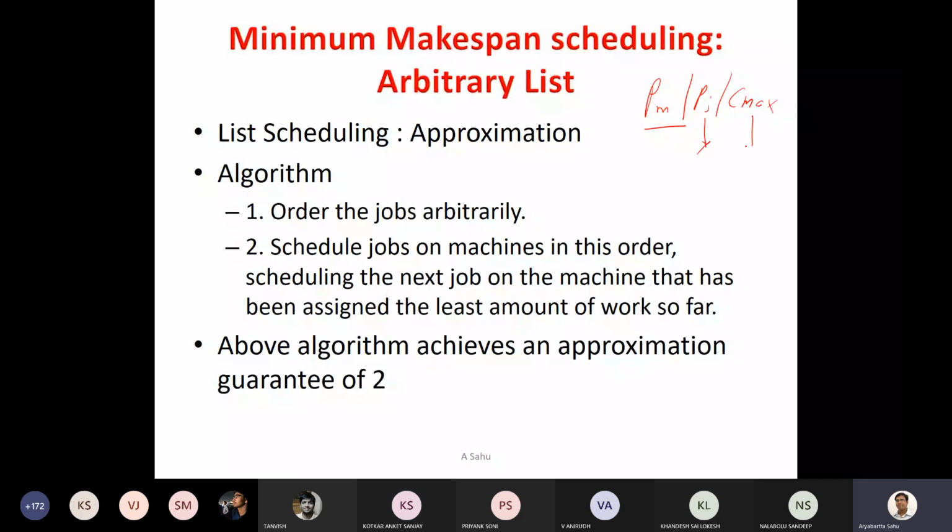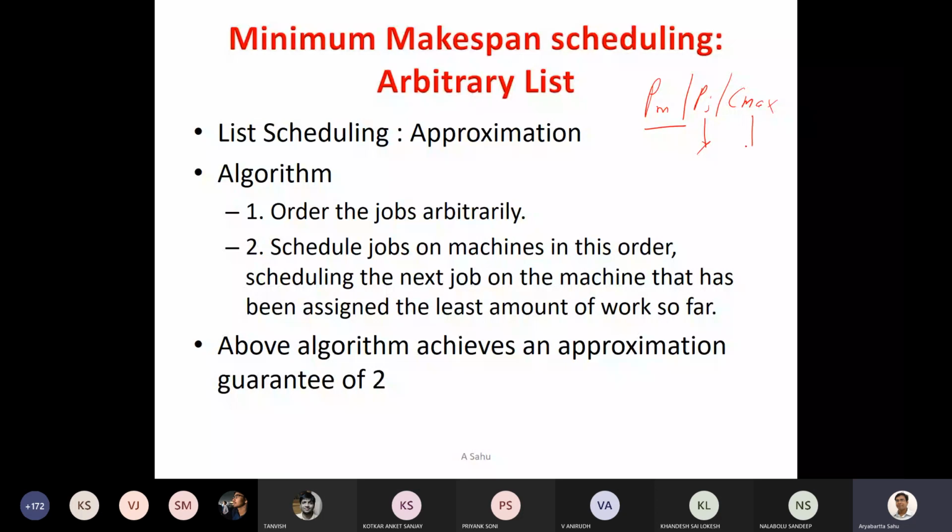It is an approximation. The list scheduling algorithm orders the jobs arbitrarily, and schedules the jobs on machines in this order. Whatever the arbitrary order, it schedules the next job on the machine that has been assigned the least amount of work so far. So it takes a job and puts it on whichever machine is least loaded.